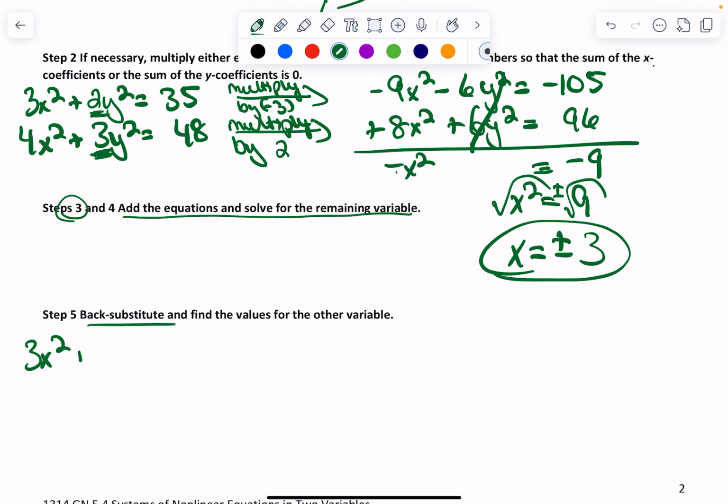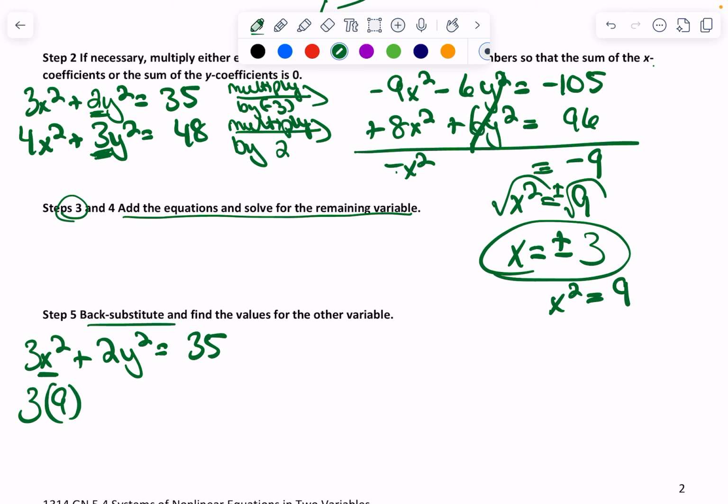So 3x squared plus 2y squared equals 35. And plugging in, now we did get x equals positive and -3. Normally I would say we need to check both, but here's the thing. If we think about x squared, that is going to be 9, right? This does not have a positive and negative. So I have an x squared, and I can just plug in the 9 over here. Plus 2y squared equals 35. 27 plus 2y squared equals 35.